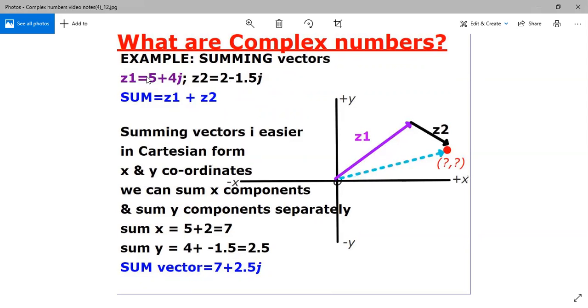All we need to do is to add the horizontal components together, 5 plus 2 to give us 7. We add the vertical components together, and the vertical is indicated by the j operator. 4 plus minus 1.5 gives us plus 2.5j. That's the description of this vector in Cartesian form.